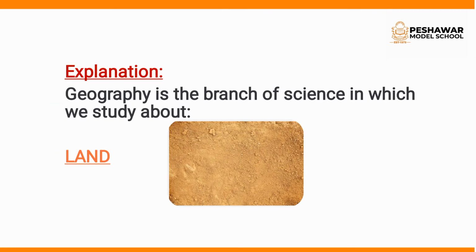Explanation of geography: geography is the branch of science in which we study about land. Geography is actually a science subject. In this subject we study about the land. What is the structure of the land from outside? What is the structure of the land from inside? So in this subject we study about the land.